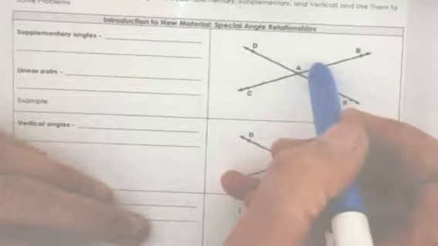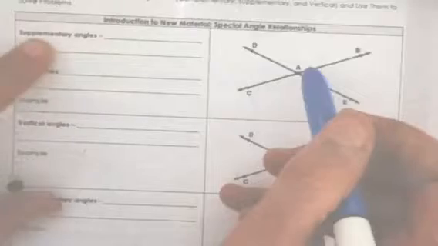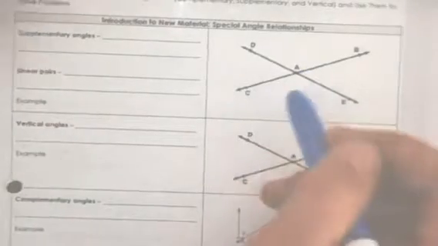So CAD plus DAB equals 180. Likewise, BAE plus EAC equals 180 degrees. So when we see straight angles, or when we see straight lines, we can think about how on one side of that straight line, all of the angles together add up to equal 180, and those are called supplementary angles.